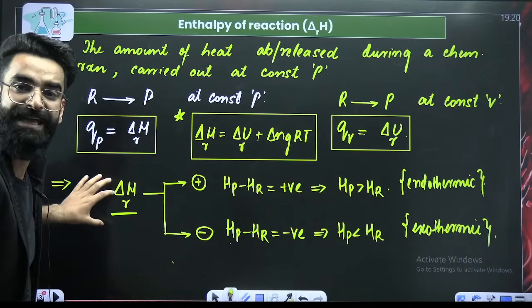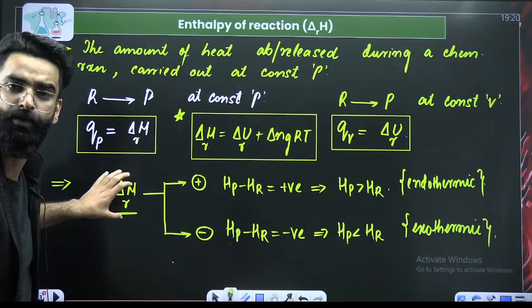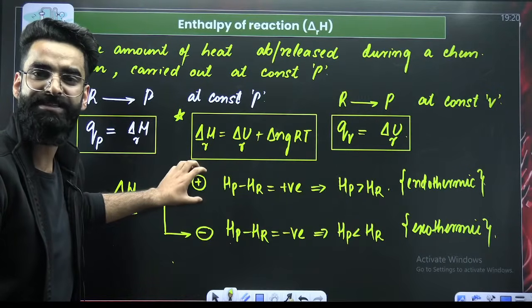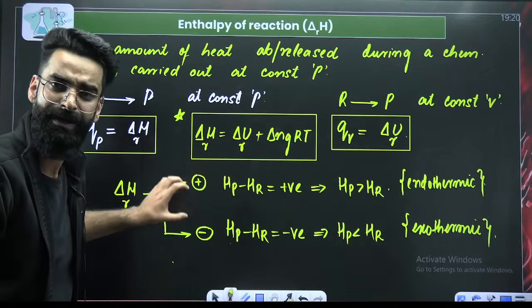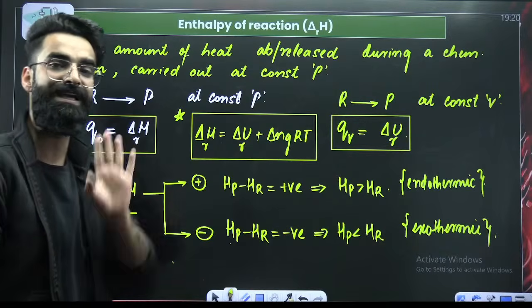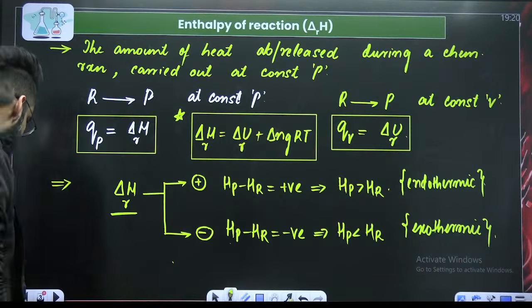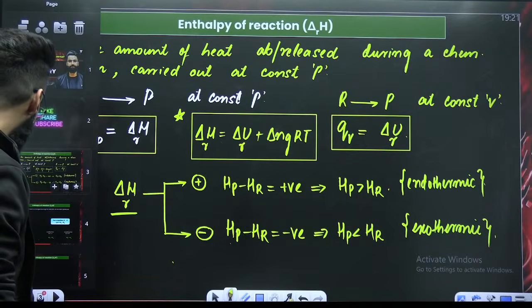On the basis of sign of delta H, we classify reactions into two types: endothermic, exothermic. Endothermic reactions are the ones whose delta H is positive. Exothermic reactions are the ones whose delta H is negative. As simple as that. Okay. Now, people, let's move ahead.